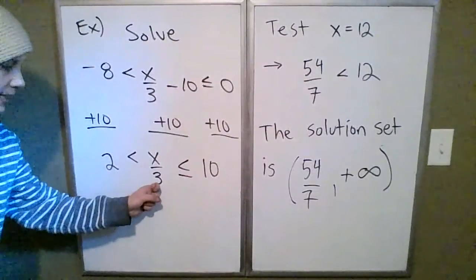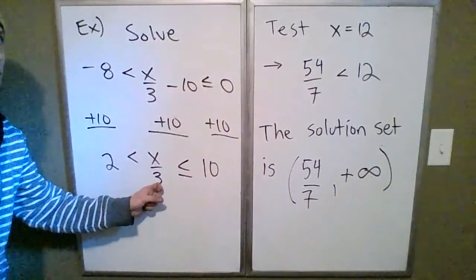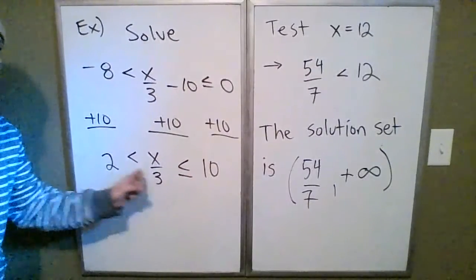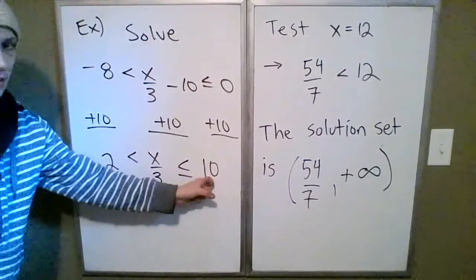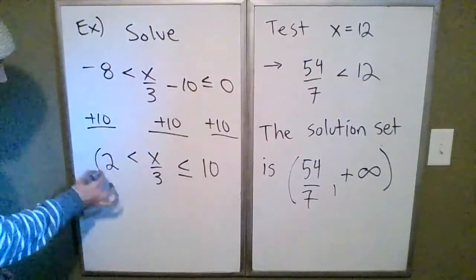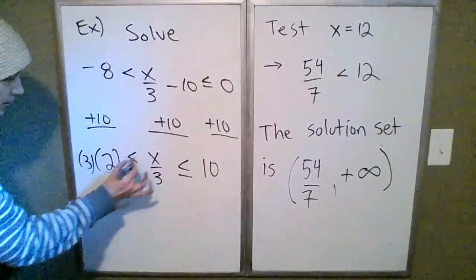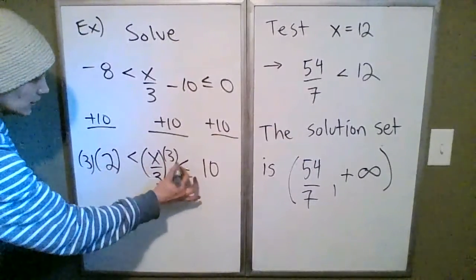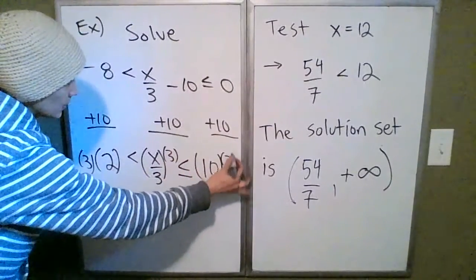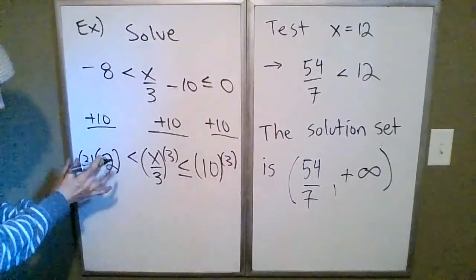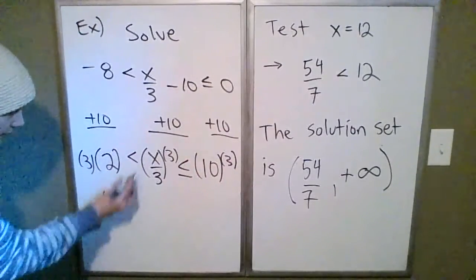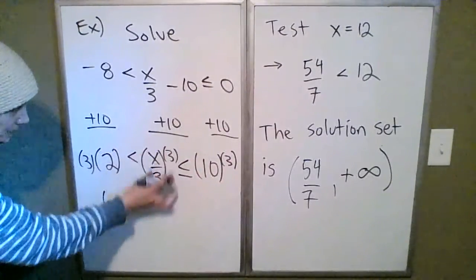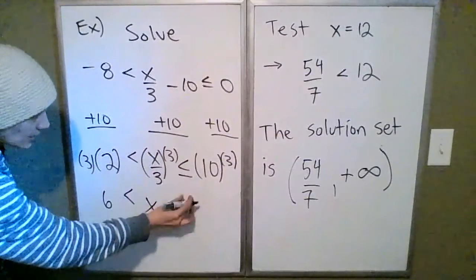Okay. I'm trying to get this x by itself. So I can multiply by 3, but that means that's multiplied by 3 here and here too. So that's 3 times, 3 times, 3 times. This side is 6. Copy that down. It's less than x, which is less than or equal to 30.